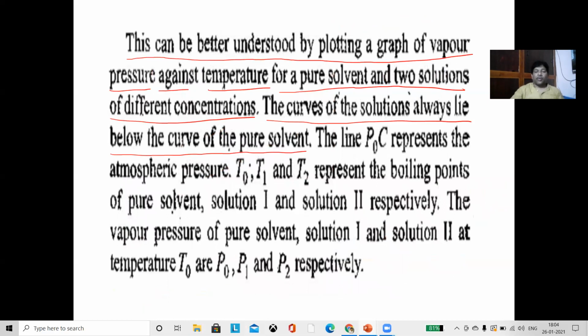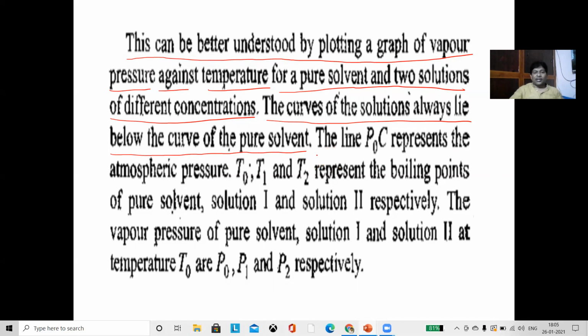Now see here. By plotting the vapor pressure against temperature of a pure solvent, we get the plot showing the relationship between vapor pressure and boiling point. When you add a non-volatile solute to the solvent, the vapor pressure will be lowered and the boiling point will be elevated. That point we have to understand.